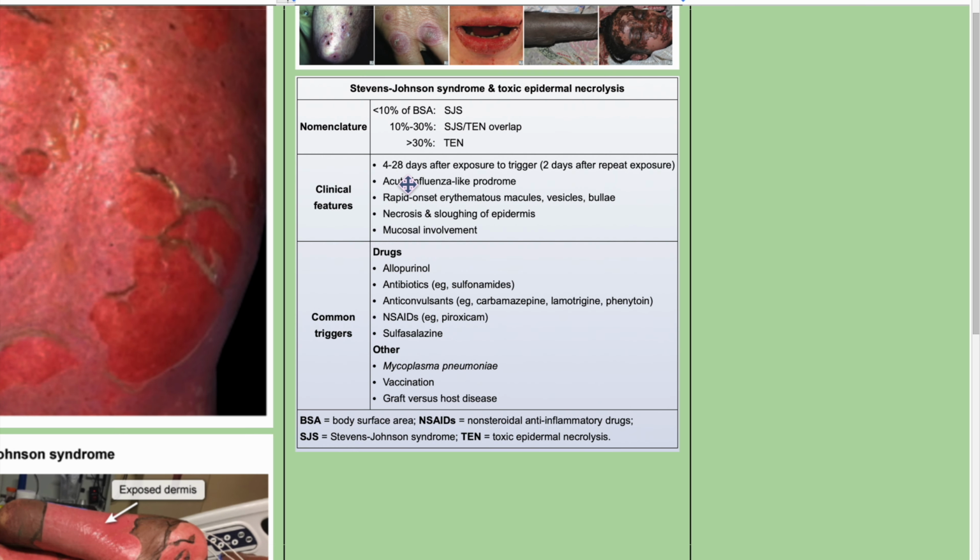That means if you're seeing 4 to 28 days after exposure to a trigger, an acute influenza-like prodrome, rapid onset of erythematous macules and vesicles and bullae, necrosis and sludging of epidermis or mucosal involvement, that's what you're looking out for, and how much coverage it has. If it's only on the face, it's probably SJS, but if it's on face and trunk, then you can think of TEN.